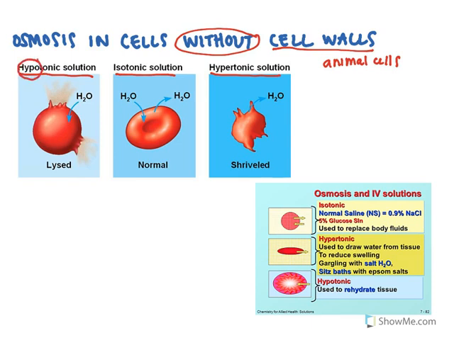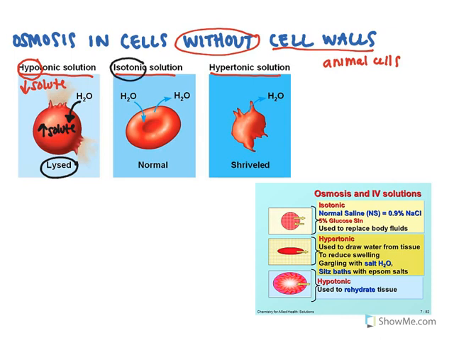Hypo means below. So that means we have less solute in the solution compared to inside. We have higher solute inside of the cell, all the stuff in the cell. And what's going to happen, remember, is water wants to go to the high solute, so water is going to enter the cell. Well, if too much water enters the cell to create equilibrium, it's going to pop the cell, and that cell is now lysed. Remember, lysed means to break.